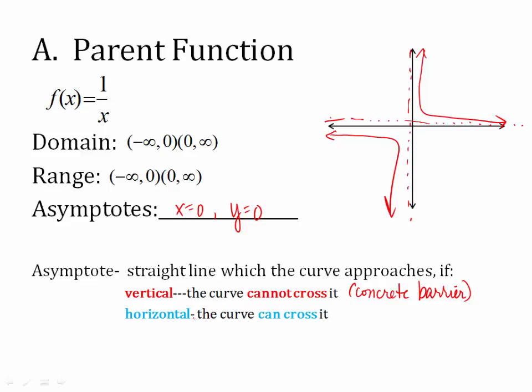However, if it's a horizontal, like a y equals, it can cross it. It doesn't always cross it, but it can cross it. So think of it more like, you've seen the construction snow fences. They're plastic. Things can get through them, but it does create a barrier of some sort. So that's a horizontal. Verticals cannot be crossed. Horizontals can.